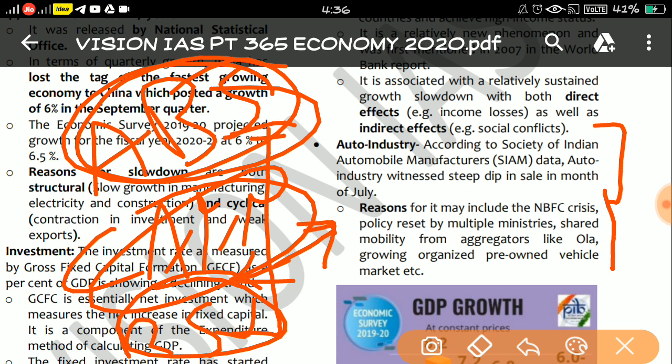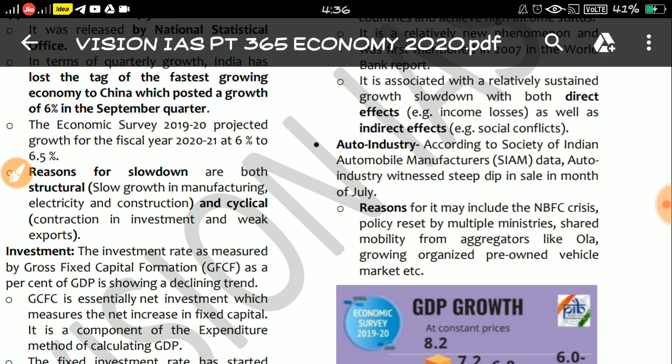Because of all these policy resets, the auto industry is facing problems. And apart from that, the aggregators like Ola, Uber. Because of these things, demand is decreasing. So this is something that you can understand.